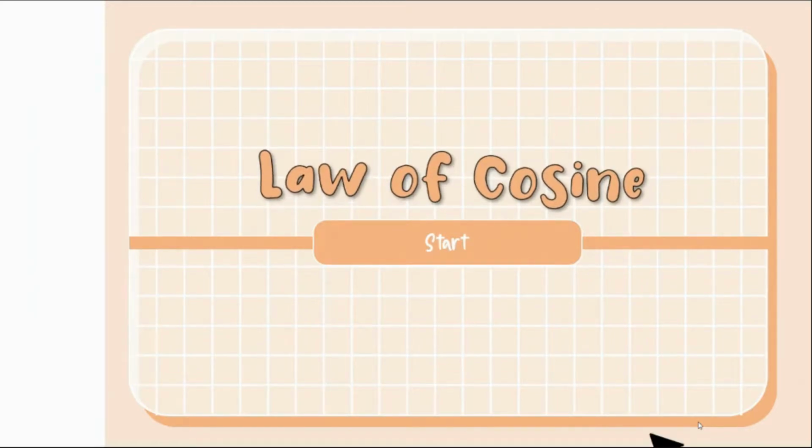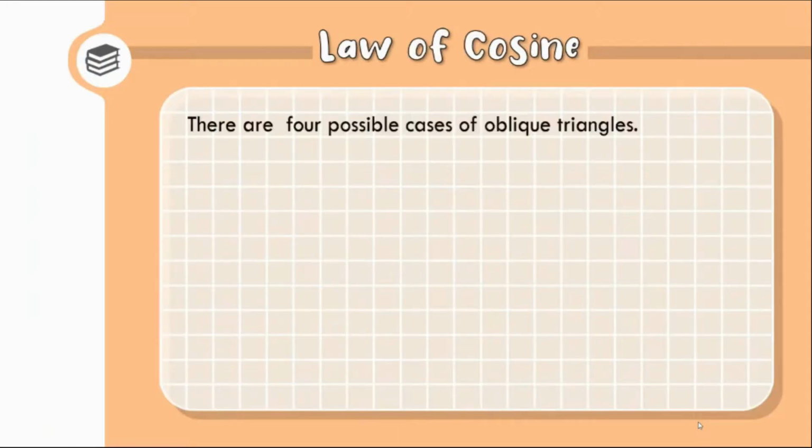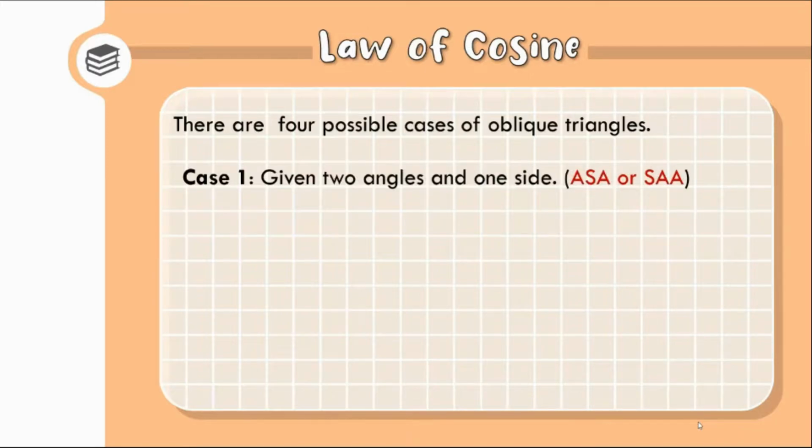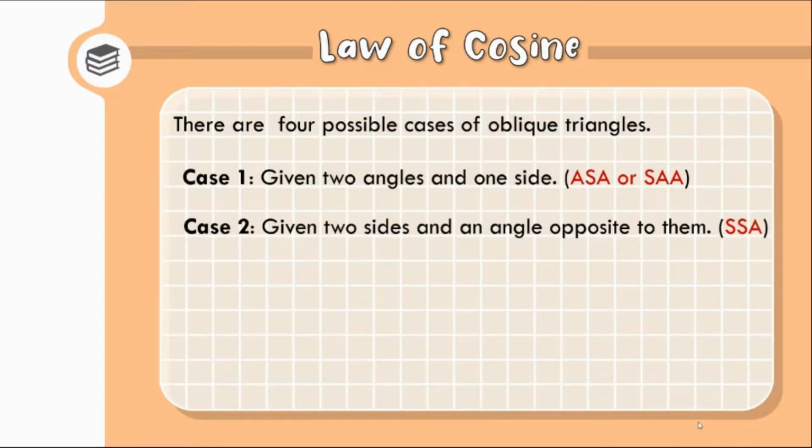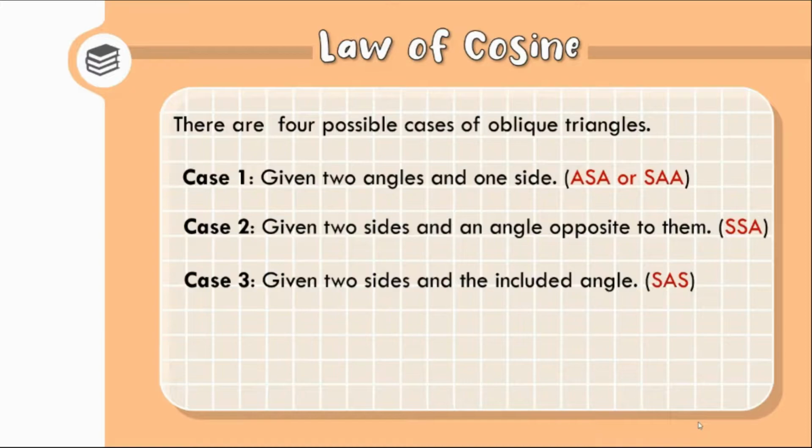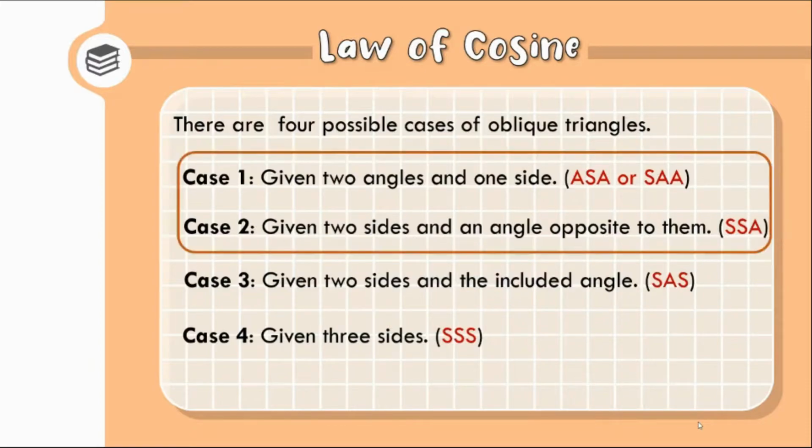This time, let's begin. Remember that an oblique triangle has four cases. First, given two angles and one side. Case number 2, given two sides and an angle opposite to them. Case 3, given two sides and the included angle. And case 4, given the three sides. In my previous lesson, which is about the law of sines, the first case and the second case can be solved using the law of sines.